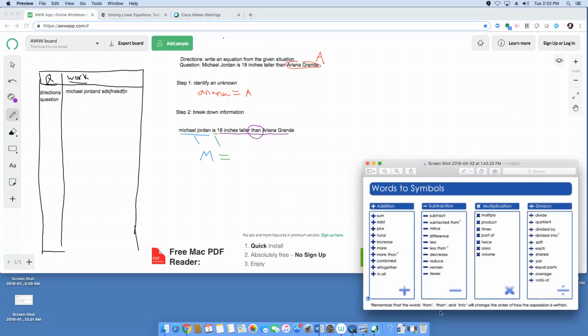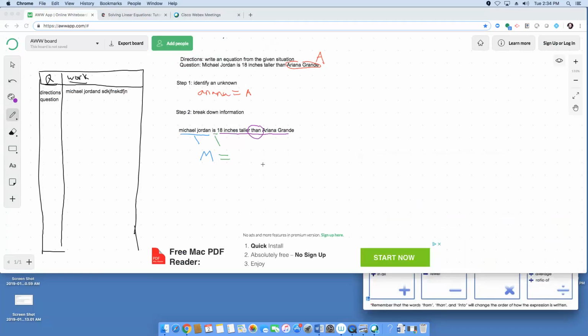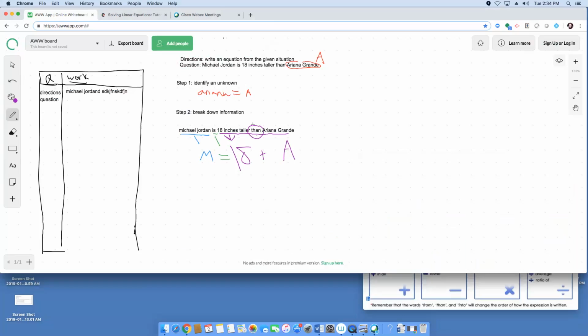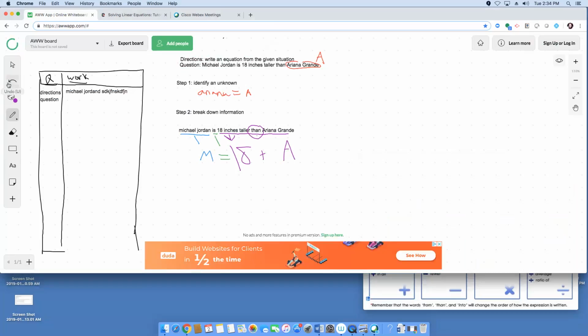So what does our than say? Remember that the words from, than, and into will change the order of the expression as written. So right now we have 18 inches. If we went directly down, we'd have 18, taller than, this taller than is the plus A. But because it says than, let's switch these. Let's flip them around. Just take note of that. That word than flips the order; you're not going to directly put it underneath. So it's 18 inches taller than Ariana Grande. M equals A plus 18. Michael Jordan is 18 inches taller than Ariana Grande.